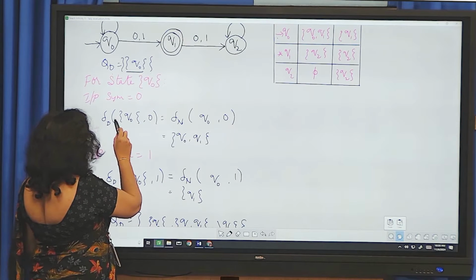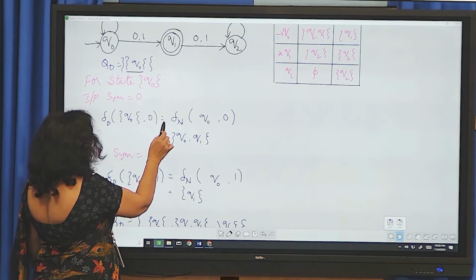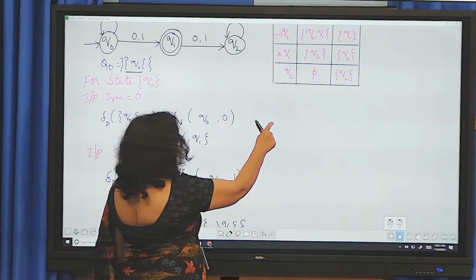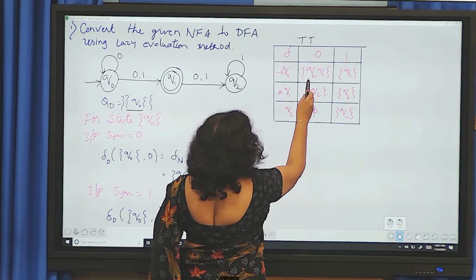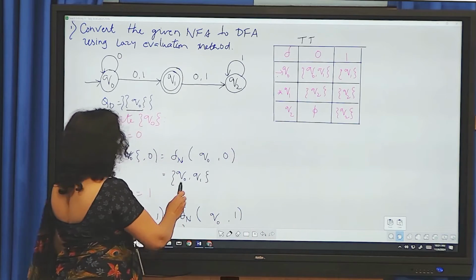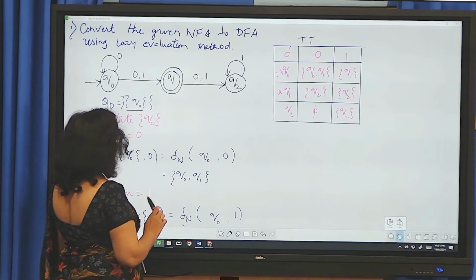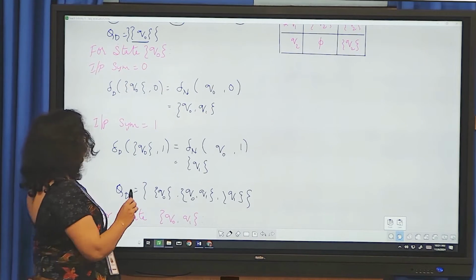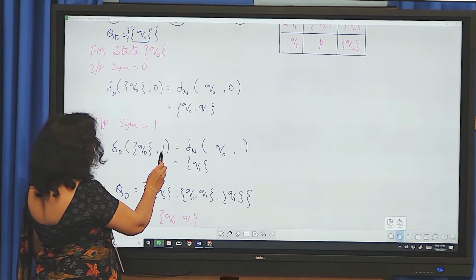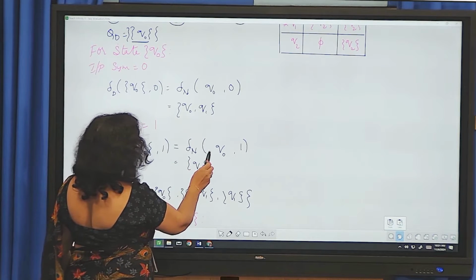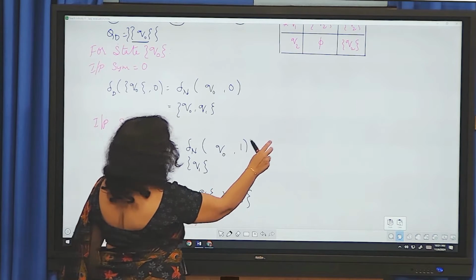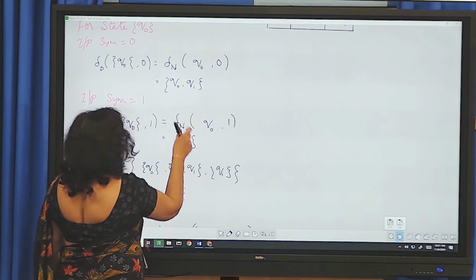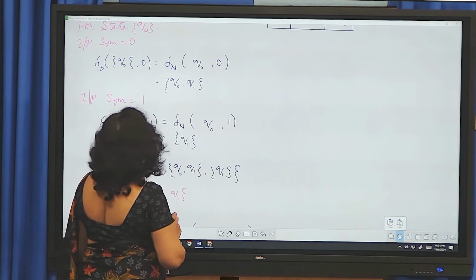Now, delta D of Q0 on 0 is same as delta N of Q0 on 0. So, what is Q0 on 0? Q0 on 0 is Q0 Q1. Similarly, for input symbol 1, delta D of Q0 on 1 equal to delta N of Q0 on 1. What is Q0 on 1? Q0 on 1 is Q1.